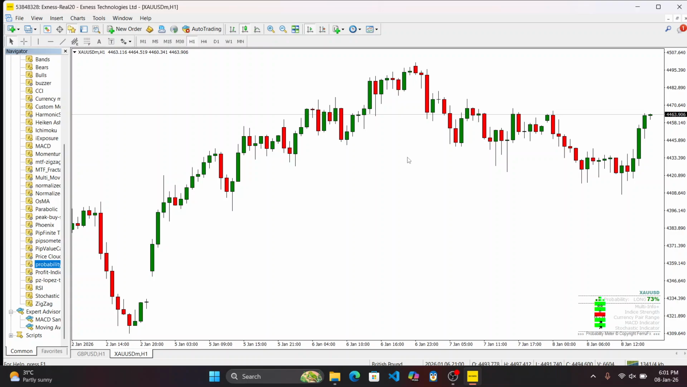On the chart, the probability meter displays its results in a panel showing the calculated trend probability as a percentage. As you can see at the bottom right hand corner, it shows the percentage as 73% for a long for gold USD. The panel can also show other values such as the mean probability percentage and additional values like a multi-info percentage that further describes the strength of the reading.